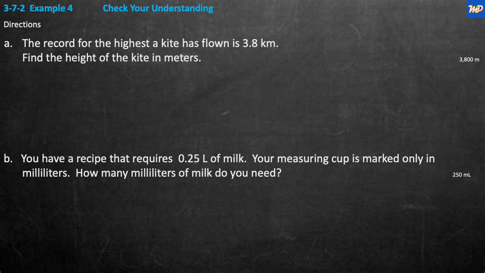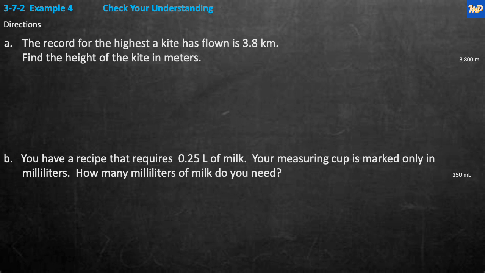Okay, example 4. Check your understanding. The record for the highest a kite has flown is 3.8 kilometers. Find its height in meters. And the other one says a recipe requires a quarter liter, 0.25 liters of milk. A measuring cup only measures in milliliters. How many milliliters is 0.25 liters? Those are your questions. Go off and do them. When you come back, we'll try to work them out ourselves here.